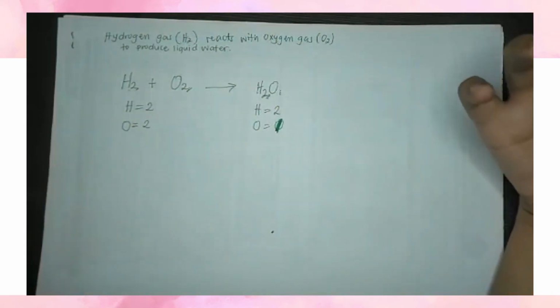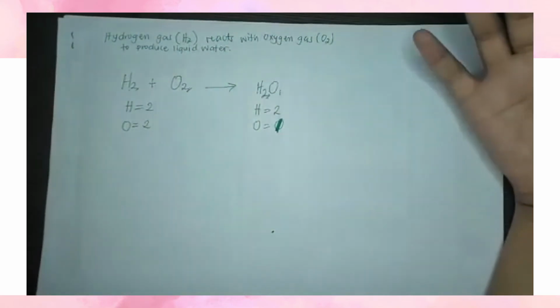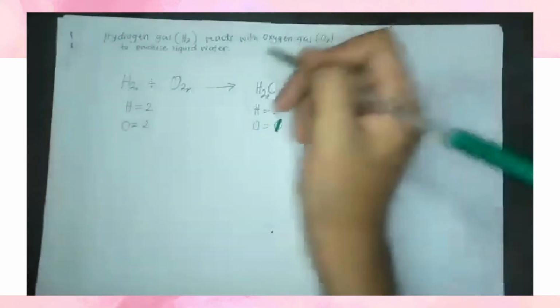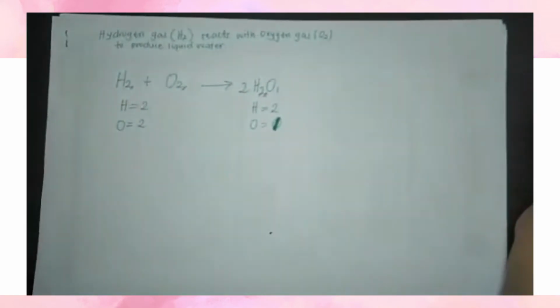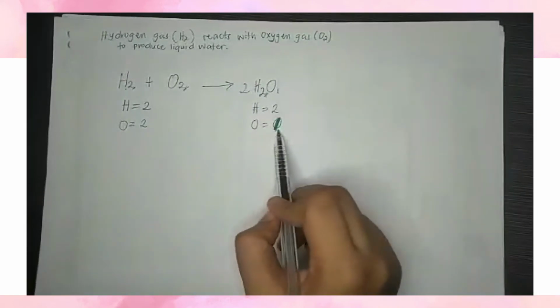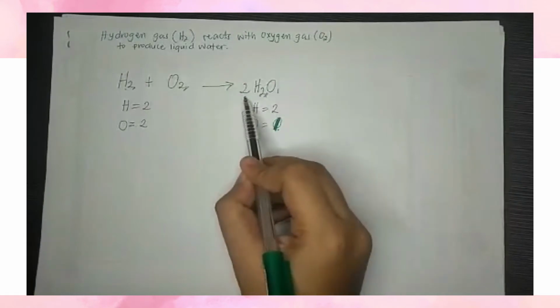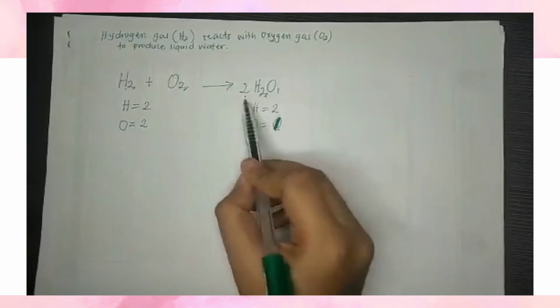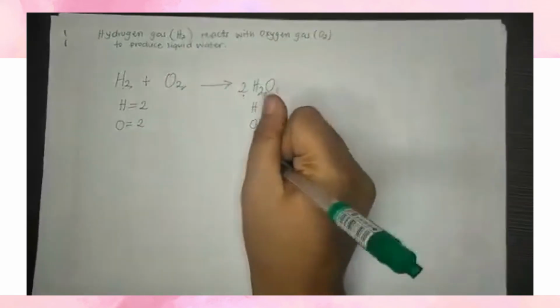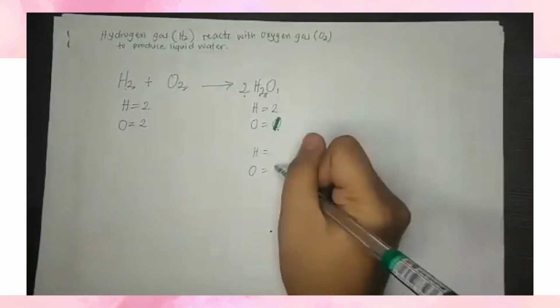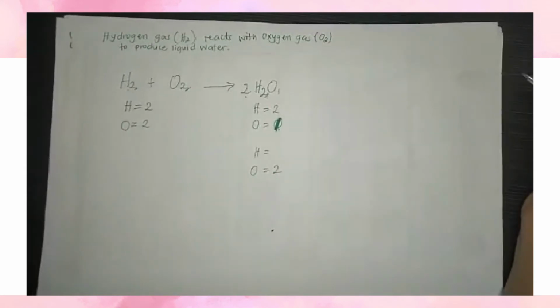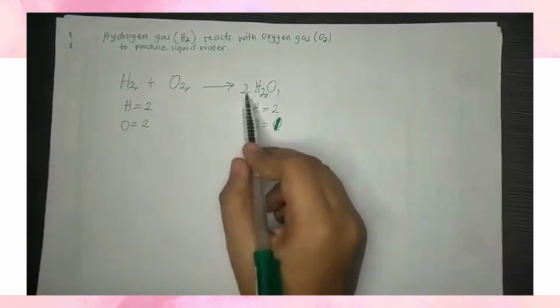First, let's attempt to add 2 as a coefficient on the water molecule. It is because we need to have 2 oxygen. So if we add 2 as a coefficient for the water molecule, we are now having 2 oxygen on the product side. Now, what will happen to the hydrogen atoms on our product side? So as you can see, we will put 2 as a coefficient.